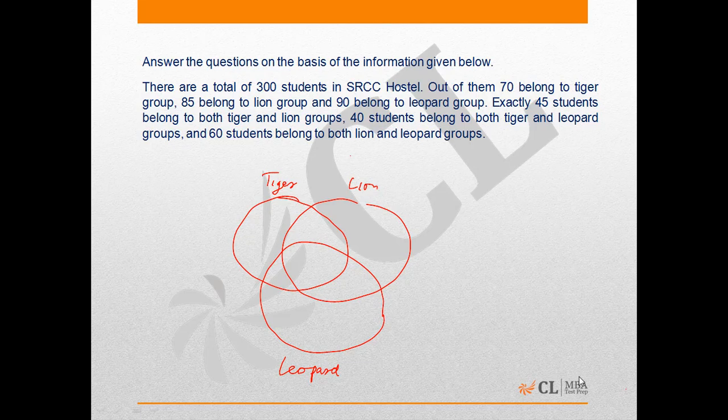This is a problem of Venn diagram. In this problem, it is given that there are total 300 students in SRCC hostel. Out of them, 70 belong to Tiger Group. Here, the diagram for 3 sets is given.